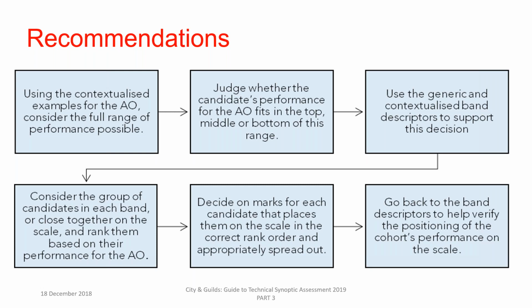Is it in the slide she's produced? Is it on page 2 and 3 of her report? Is it in her overall practical tasks? Consider the group of candidates in each band and rank them based on their performance in that AO. Decide on marks for each and place them on a scale in the correct rank order. Spread them out appropriately and according to the descriptors. And then finally, once you've added up the marks, go back to the band descriptors to help you verify the position of the cohort on that scale of 0 to 60.